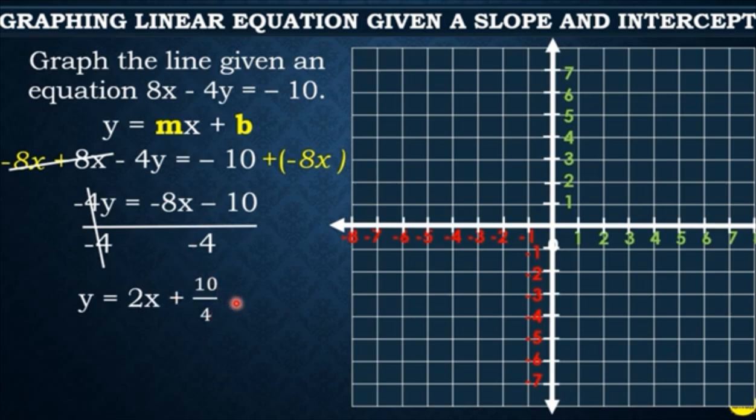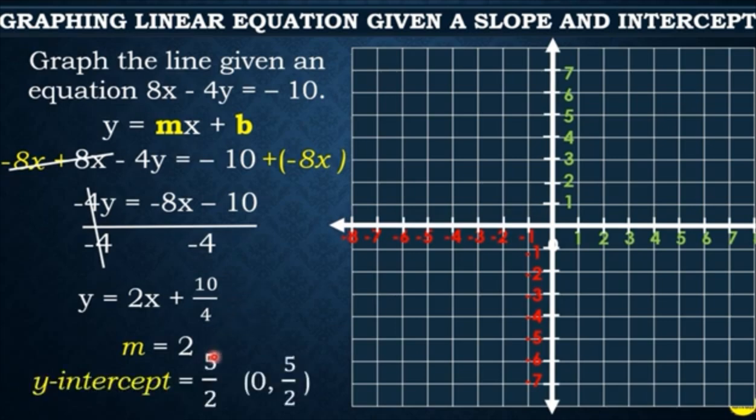Now, so what is your slope? Your slope is 2, and your y-intercept, it's not 10 over 4. Since pwede pa natin siyang i-simplify, pwede nating i-divide by 2. So, 10 divided by 2, that is 5. And 4 divided by 2, it's 2. So, therefore, our y-intercept is 5 over 2. Okay? So, makukuha na natin si slope, which is 2, and your y-intercept is 5 over 2 kasi pwede pa to i-lowest term.